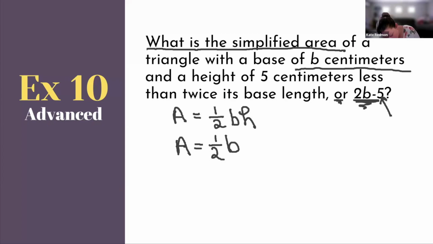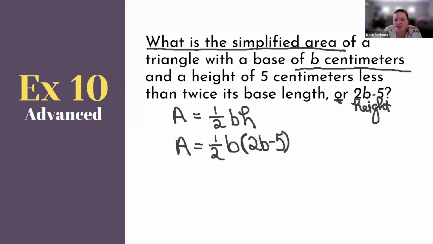5 centimeters less than, you took 5 away from, twice its base length. That is the height. Yes, I could call it h, but I can also call it 5 centimeters less than twice base length because they mean the same thing. And so I'm going to multiply 1/2 times b times 2b minus 5. Now, if I want to multiply b by that entire 2b minus 5, guess what I need? Parentheses. That says take 1/2 and multiply it by b, and then multiply it by that entire thing, that 5 centimeters less than twice the base length, the height.